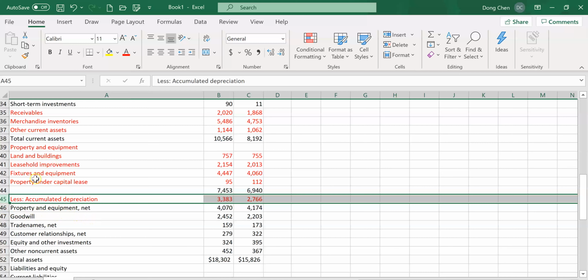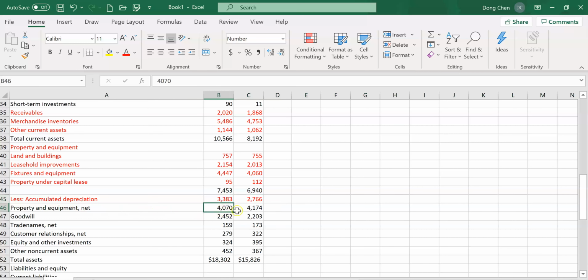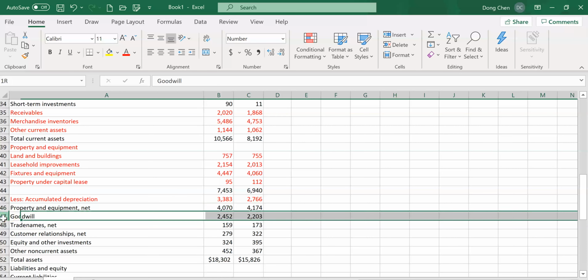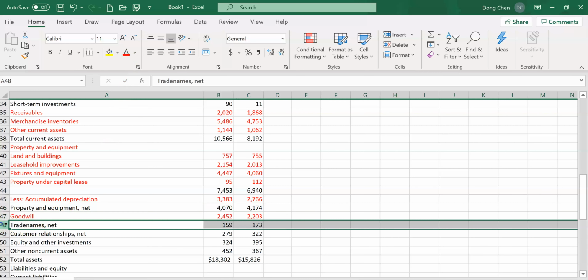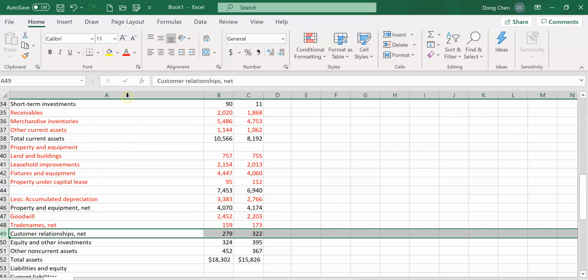And you can see that in this case, all the fixed assets are operating. So that means later on, when we add the total operating assets, we just need to add this final item, 4070 here. And then continue, goodwill is operating, and trade names, net. So this is like trademarks, and operating too. Customer relationships, operating. So these are intangible assets, right?